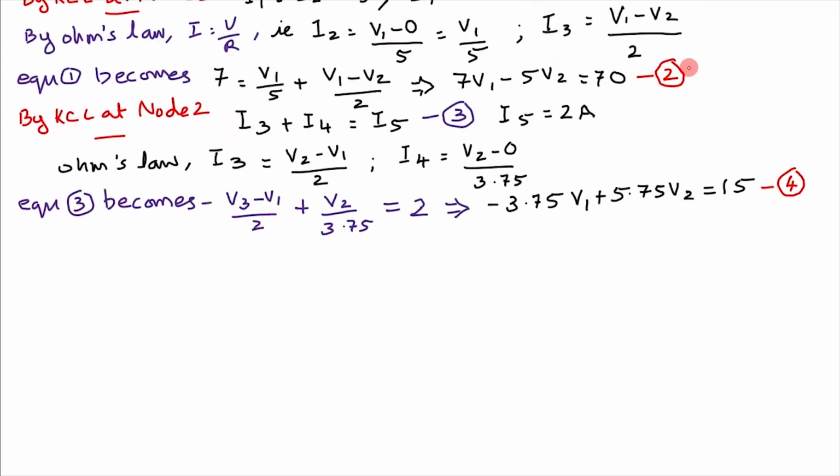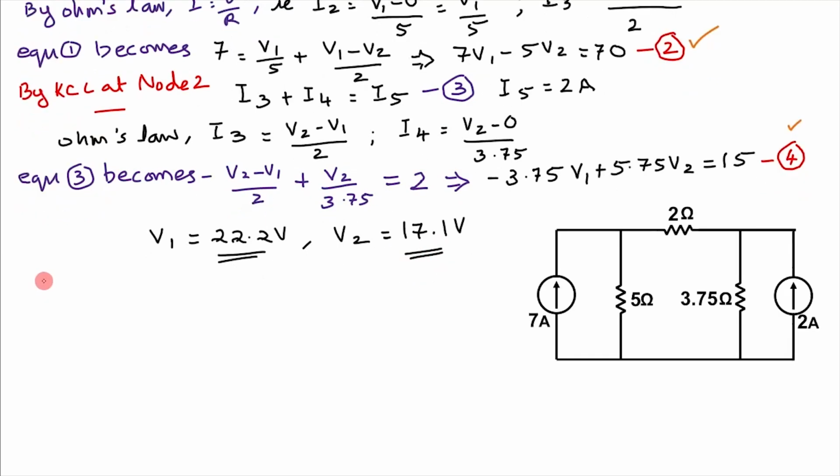Now solving equations 2 and 4, we get V1 is equal to 22.2 volt and V2 is equal to 17.1 volt. Next we are asked to find the current through the 2 ohm resistance.